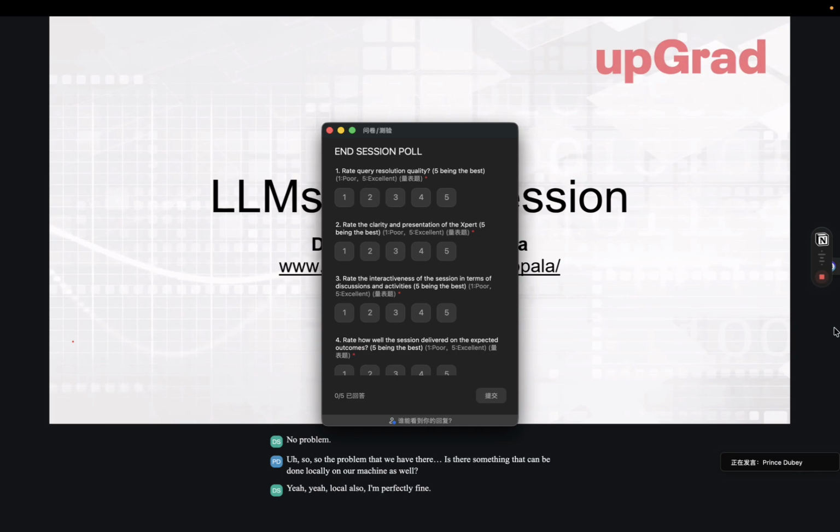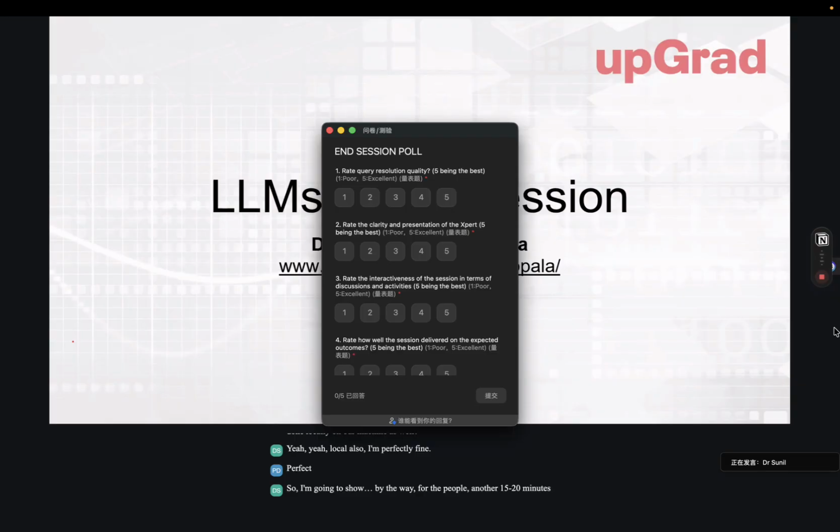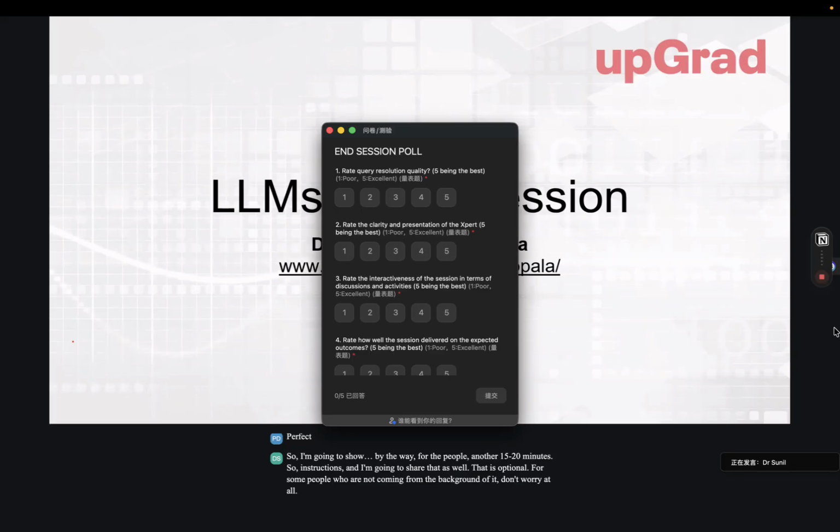Okay, perfect. So I'm going to show, by the way, for the people, another 15-20 minutes of instructions, and I'm going to share that as well. That is optional for some people who are not coming from the background of it. Don't worry at all. I don't want to bombard you with a lot of this, but if you are interested, have a look.